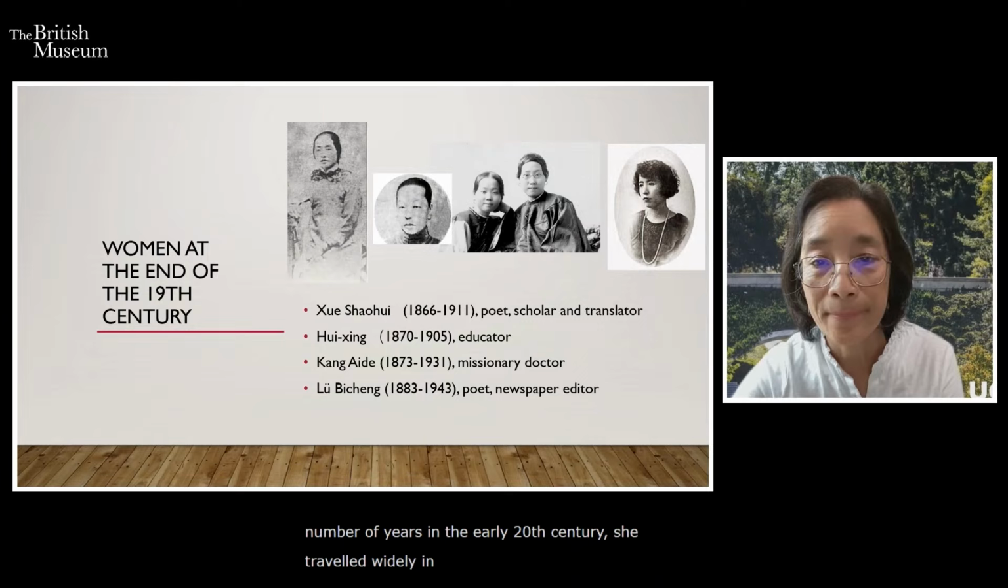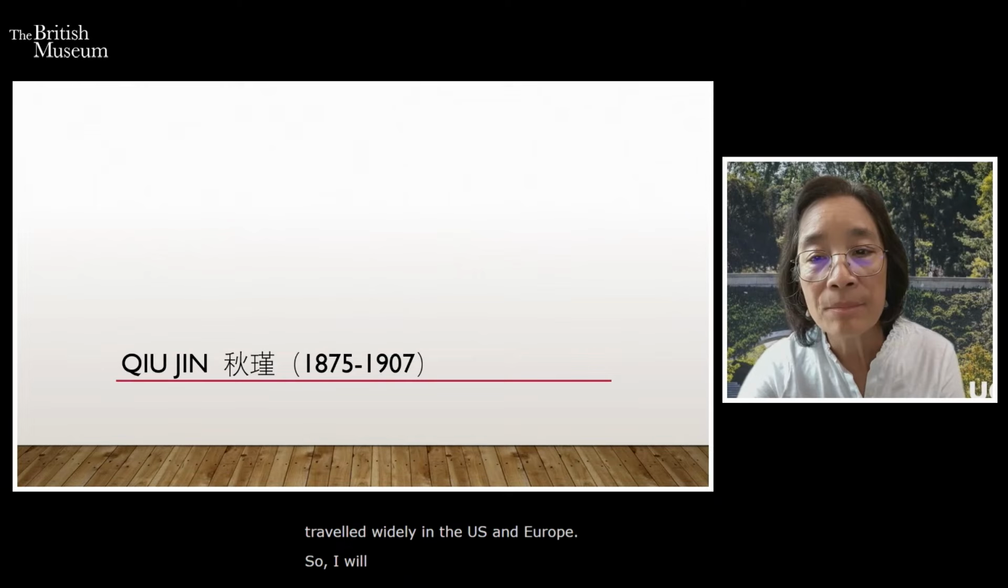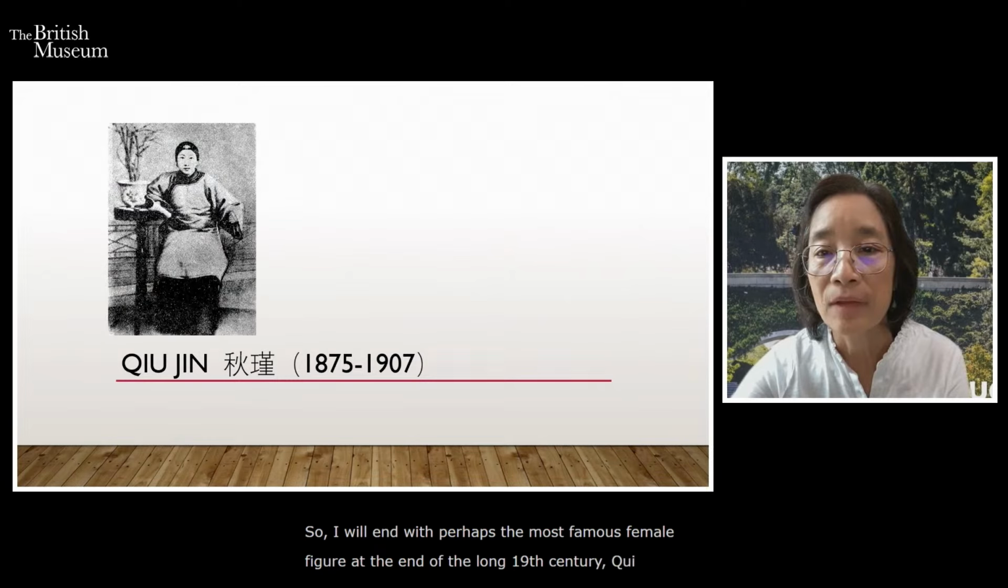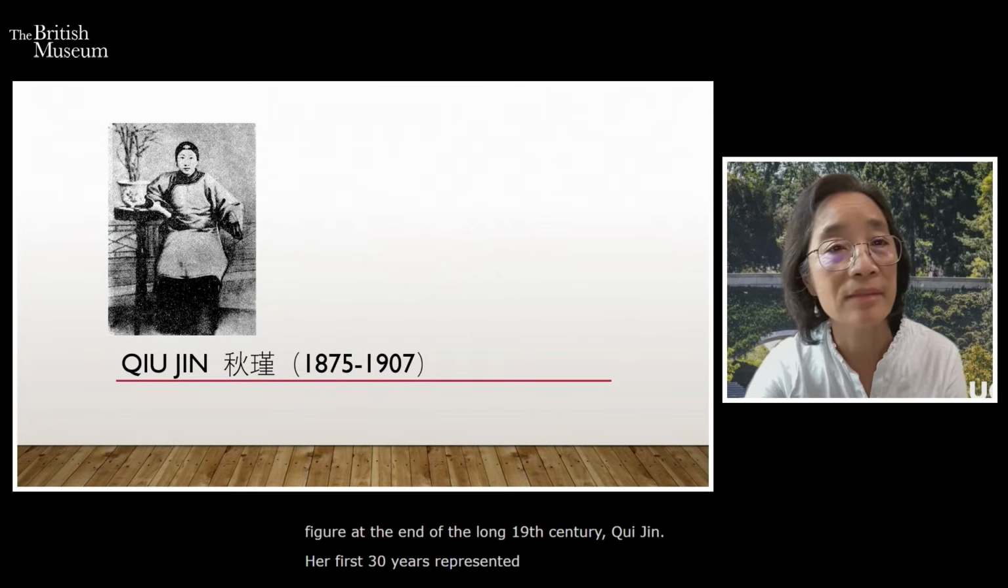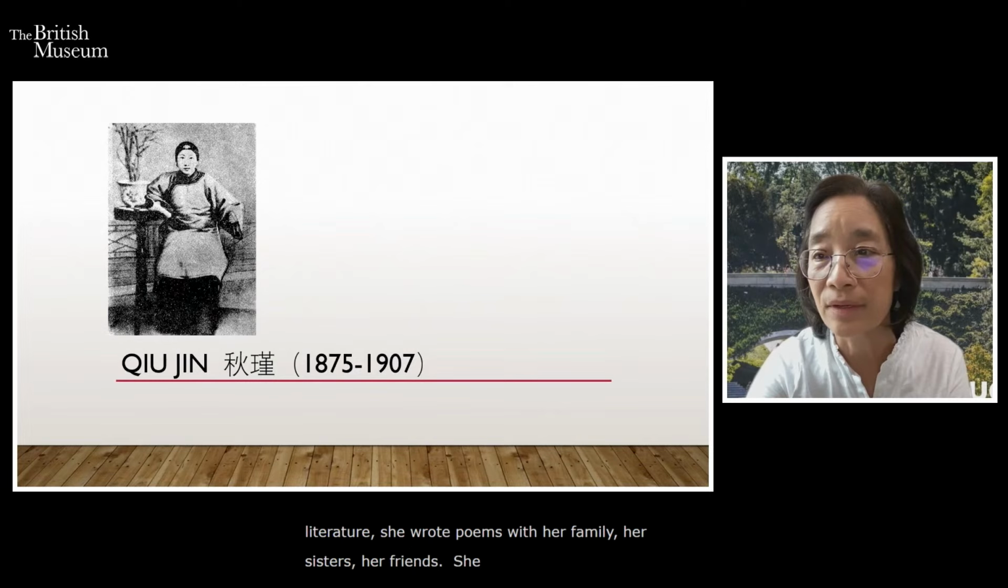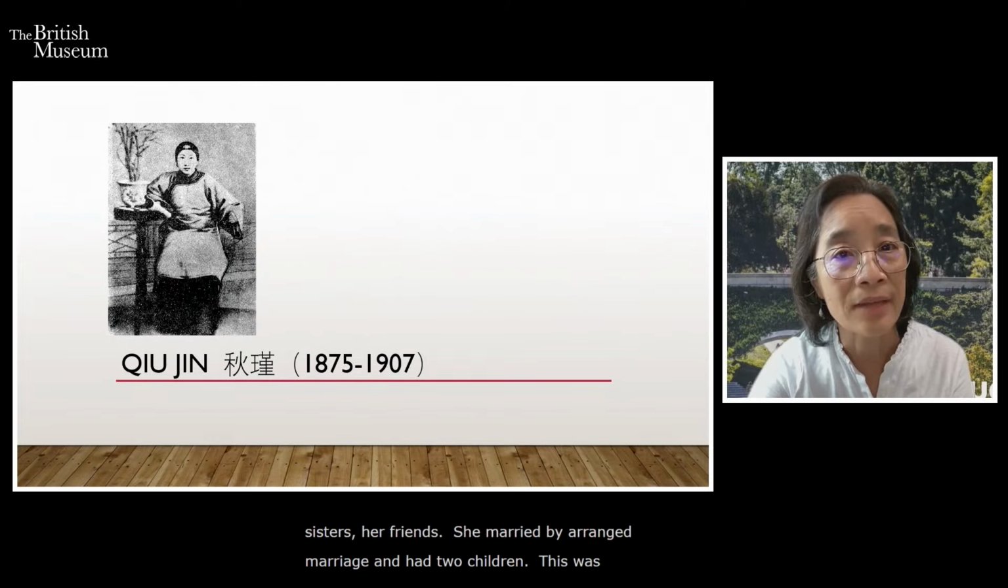So I'll end with perhaps the most famous female figure at the end of the long 19th century, Qiu Jin. Her first 30 years resembled the typical life of a literati daughter before her. So well-educated in Chinese history and literature, she wrote poems with her family, her sisters, her friends. She married by arranged marriage and had two children. This is perfectly typical of her class background and of the past several hundred years.